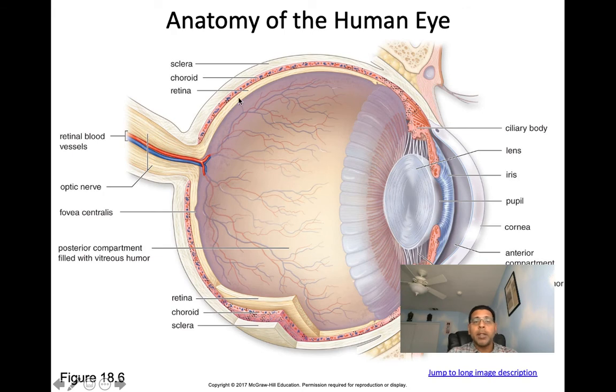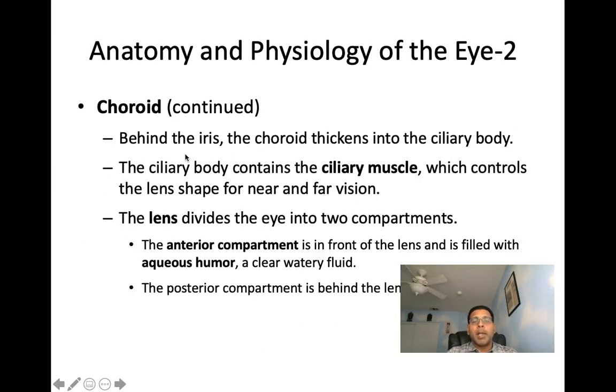So the choroid makes its way anteriorly to become the ciliary body, which will then continue even further anteriorly to become the iris. That's the visible colored part of the eye, and it's involved in maintaining the shape of the pupil. So here we've got the lens. From the lens, we've got suspensory ligaments that are going to make their way to the ciliary muscles. Now the choroid, behind the iris, is going to thicken into the ciliary body, we said. The ciliary body contains ciliary muscles, which are going to control the lens shape for near and far vision.